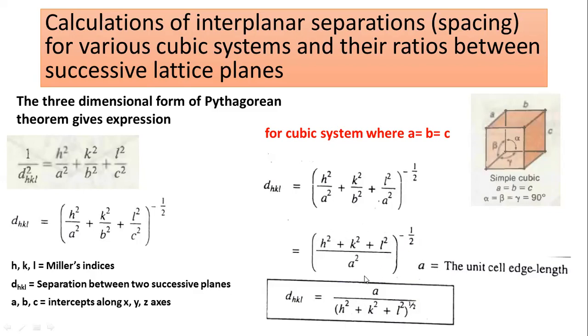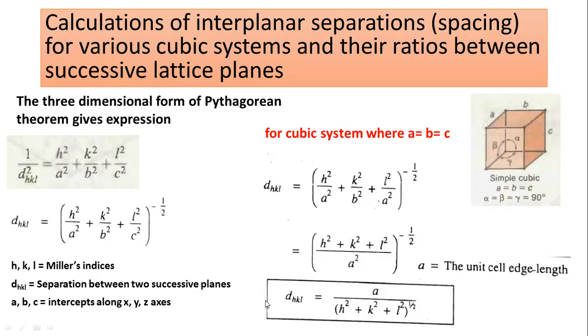This would be in the denominator, having the square root with power 1 over 2. So actually this is the final form of the equation, another form to calculate the interplanar separation. And later on we will compare all these values, and we will get some benefit out of comparing this interplanar separation with the interplanar separation calculated from the Bragg equation.